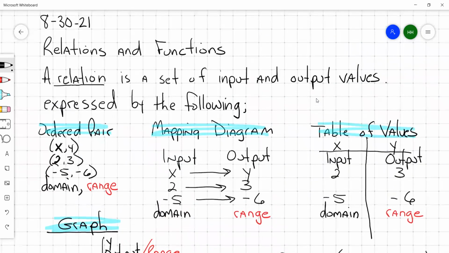A relation is a set of input and output values, okay? Now you're going to be asked to determine if the relation is a function. So you've got relations that are functions, and then you have relations that are not functions. Think about it this way: you have relationships, and some relationships are functional. They work. You have other relationships that are not functional. They don't work, right? We all know about that. So now we're going to learn how to determine if this relationship is functioning, functionable.